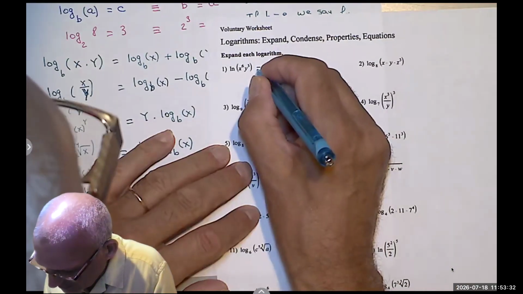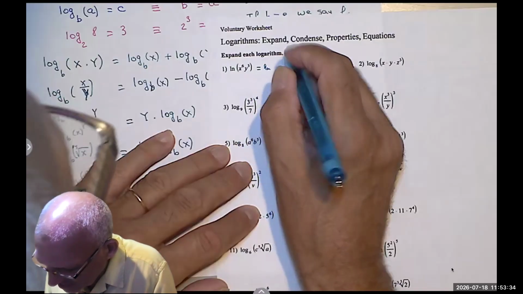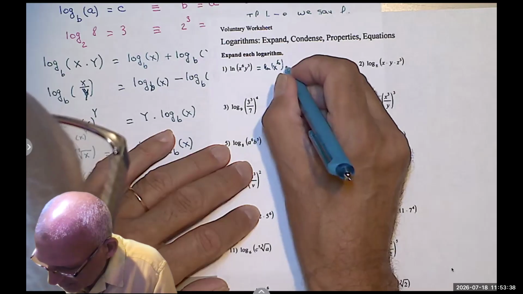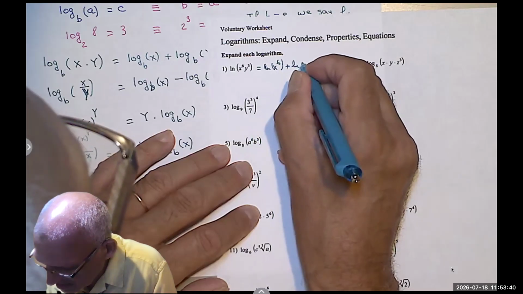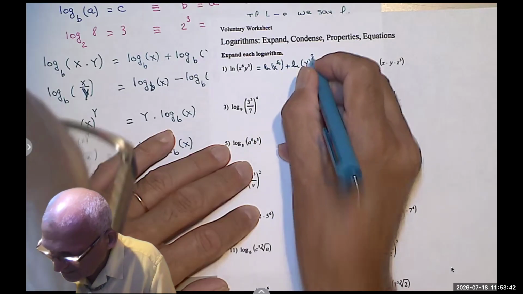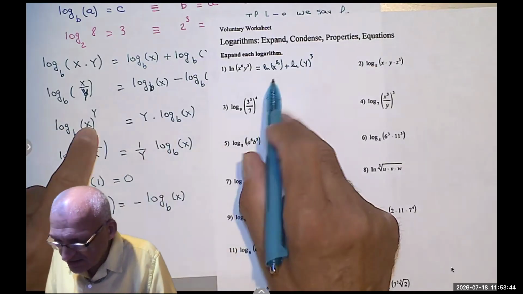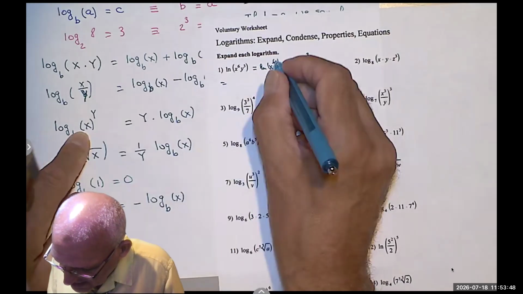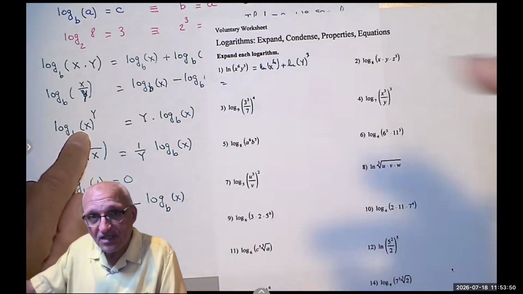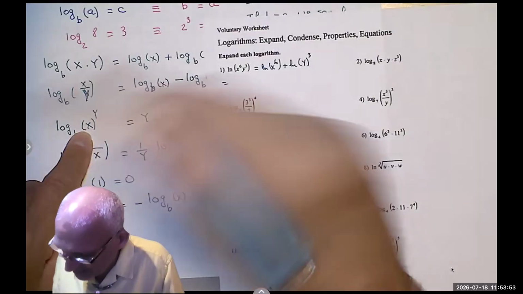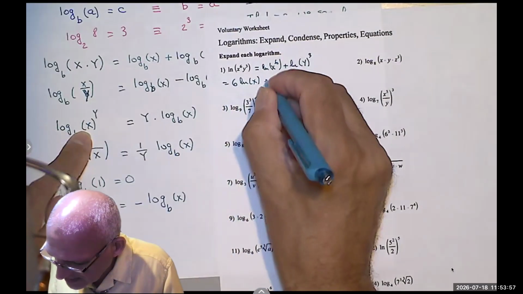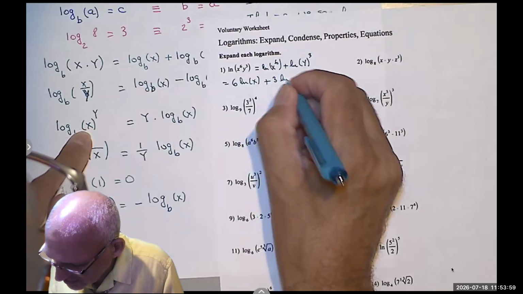So first of all, the first step you say it's natural log of x to the 6 plus natural log of y cubed. And then you come here and treat each one separately. So the 6 becomes a multiplier. You're bringing it from the exponent as a multiplier. It becomes 6 natural log of x plus 3 natural log of y.